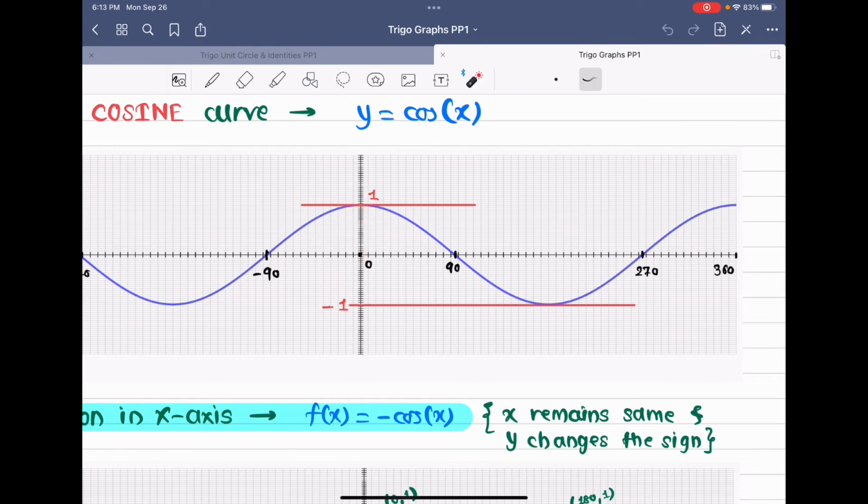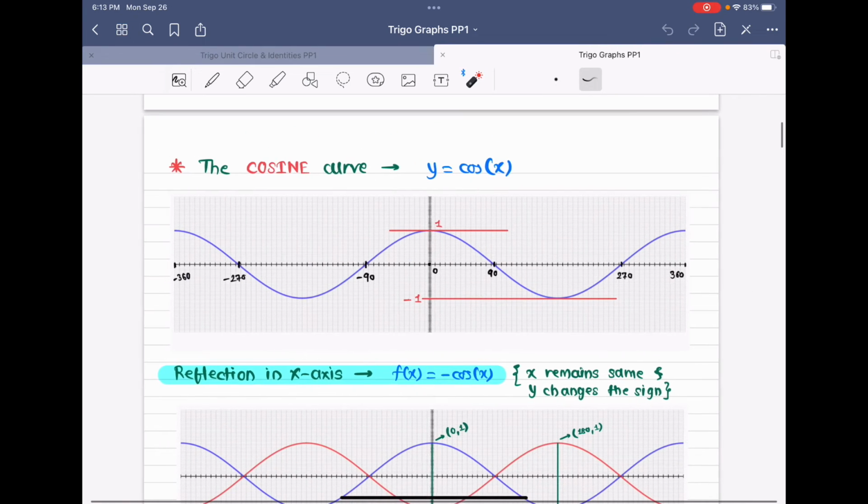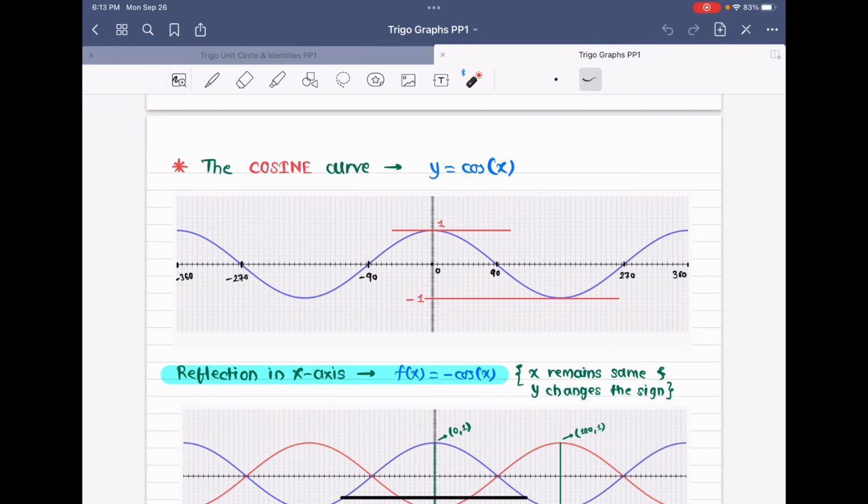So cos of 0 is 1. Cos of 90 is 0. Cos of 180 is negative 1. Cos of 270 is 0. Cos of 360 is positive 1. So your graph is like this. In the same way it goes on the negative side, like this.